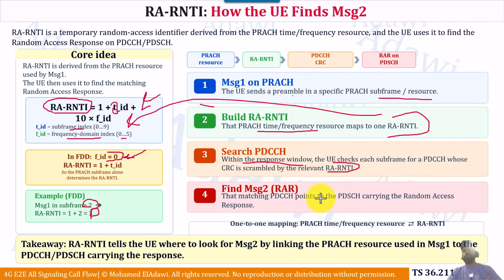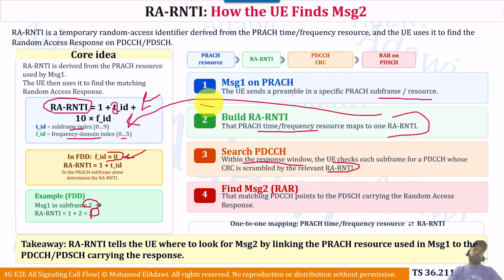Then the user will also be able to identify message 2 based on our RNTI. Later, in message 3 and message 4, we have the C-RNTI, or the temporary contention C-RNTI, which is assigned by the eNodeB to the user, but this is mainly used during the random access response. And this was the explanation for that part.